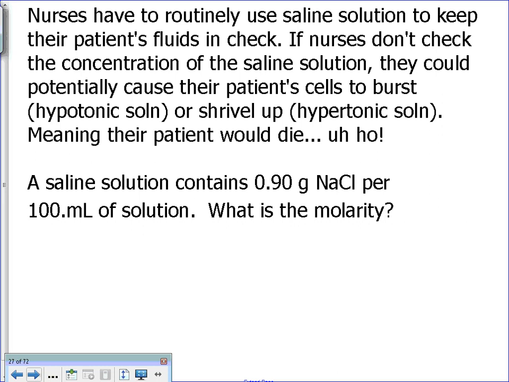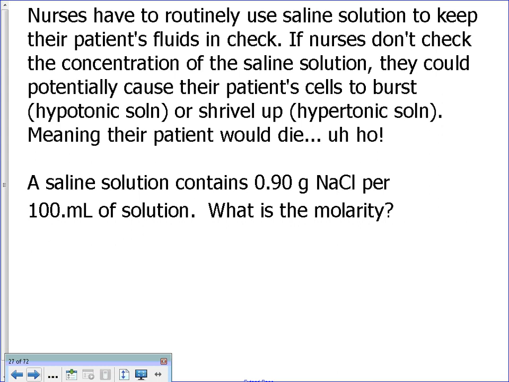Nurses have to routinely use saline solution to keep their patients' fluids in check. If nurses don't check the concentration of the saline solution, they could potentially cause their patient's cells to burst or shrivel up. Do you remember hypotonic and hypertonic from biology? Okay, this is why that's important. Meaning their patients would die and then they would probably lose their job.